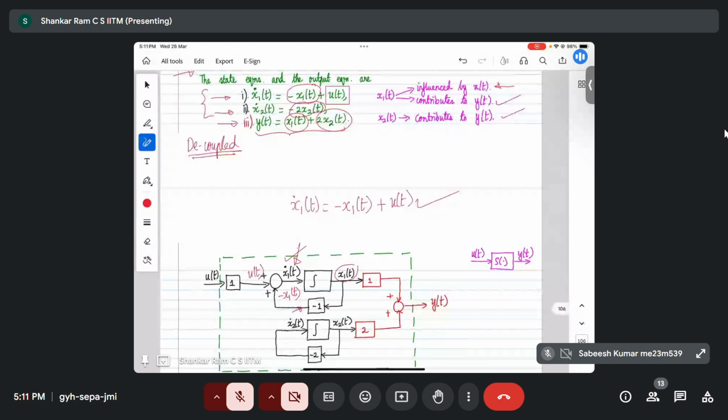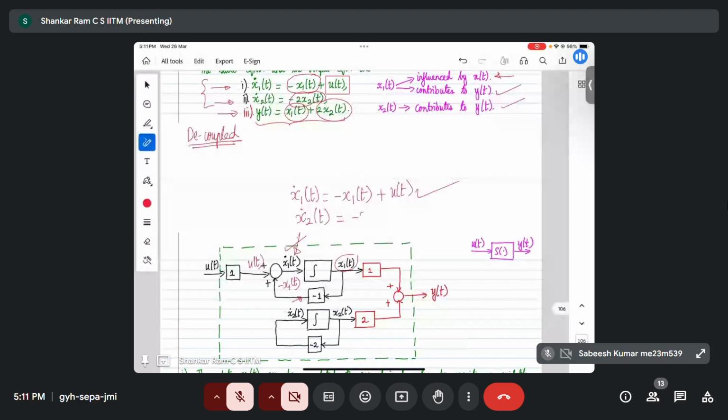dot was minus 2x2t. So how do I construct this? We want to get x2 dot t. We put it to the integrator. We get x2t. We multiply x2 with minus 2. We get minus 2x2t. Okay, so this keeps on looping. So that's how we get this equation.